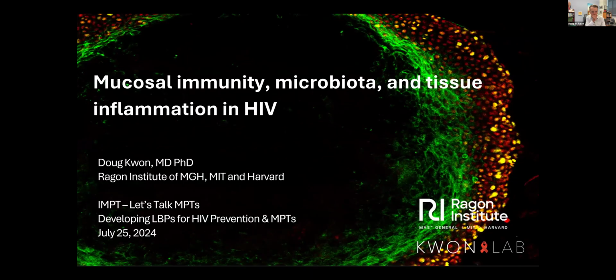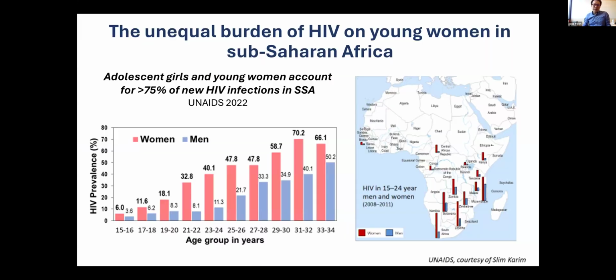And since part of the focus here is the role of LBPs in HIV prevention, I thought I'd talk a little bit about some of the work we've been doing on the interaction between microbiota, genital inflammation, and HIV risk. So just to frame HIV and why we particularly focused on young women in sub-Saharan Africa: most new acquisitions are occurring within sub-Saharan Africa, and most of those are occurring in young women of reproductive age.